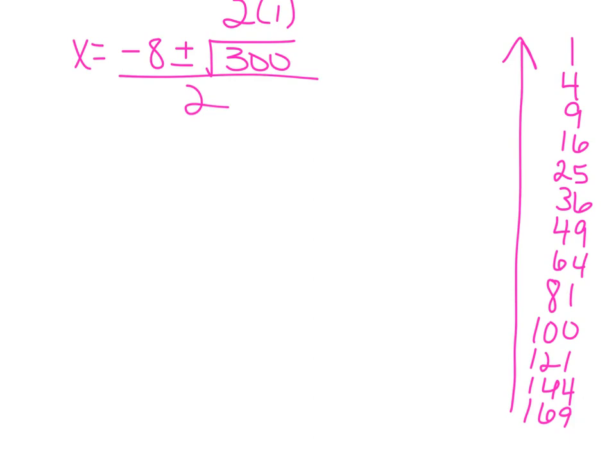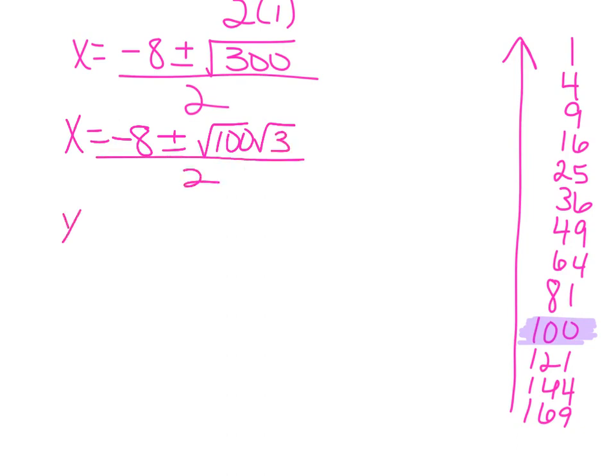For the sake of time and not making a long video, I'm going to tell you right now that it's 100. When I divided 300 by 100, I got a whole number of 3. So I'm going to rewrite this as the square root of 100 times the square root of 3 all over 2.